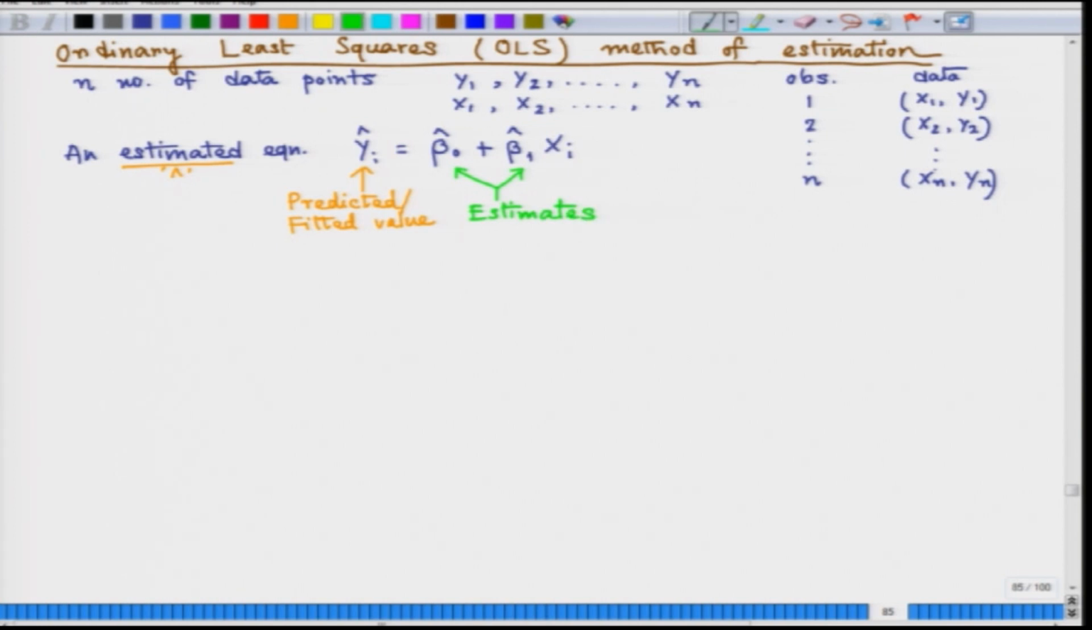Now, the question is how to find these estimates. So, the first thing that we would like to do is to write down another expression for prediction error.